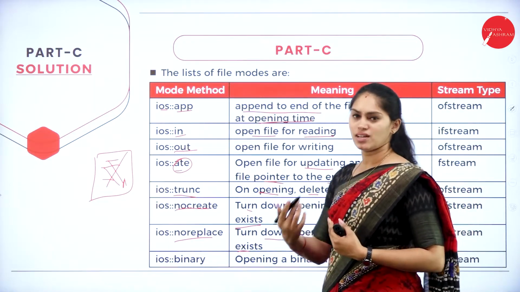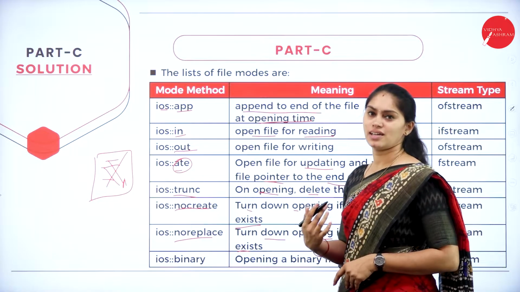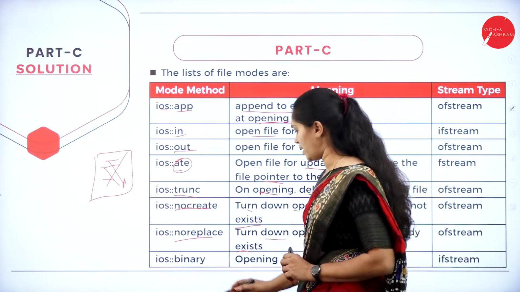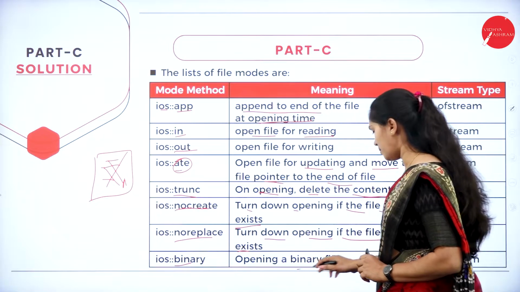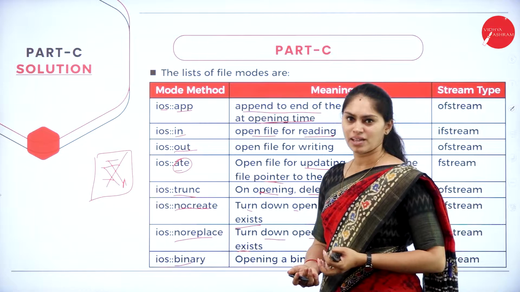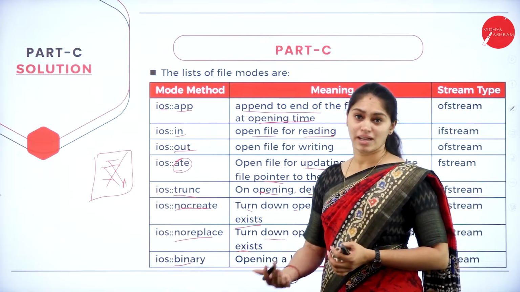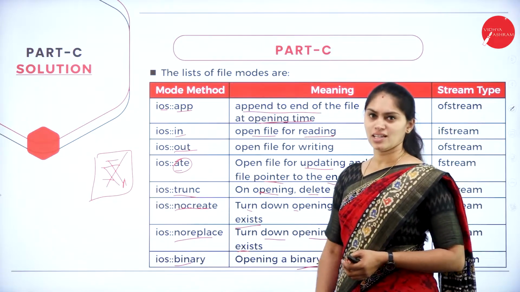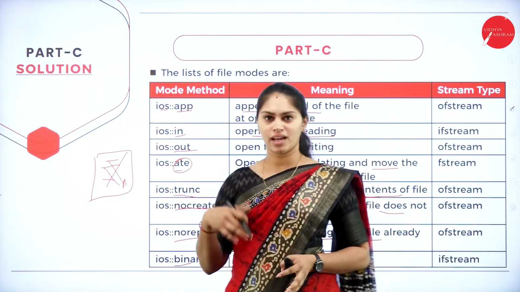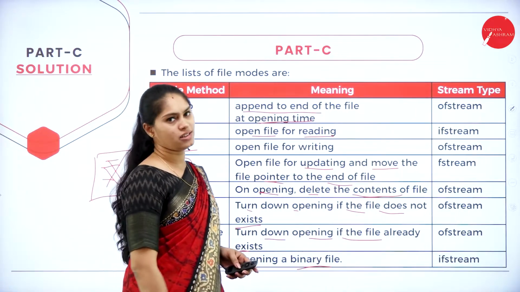Then we have a no replace, turn down opening if the file already exists. So, if I am searching for a file which is named like ABC, if that exists, it needs to be open. Then binary, opening a binary file. We have a text file and binary file. If I wanted to open a binary file, then we have to send this parameter. So these are the file modes we can have in order to open a file.